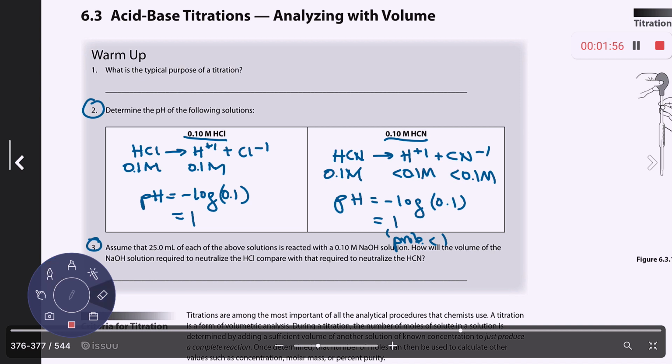Actually, wouldn't this be greater than 1? Because it's weak. Yeah, that was a mistake. Okay, so let's take a look at the criteria for titration.